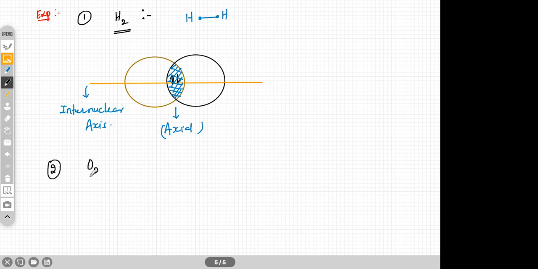Now the second molecule you see, oxygen, O2. If you look at the structure of O2, we all know oxygen has a double bond and each oxygen atom has two lone pairs on it. The electronic configuration of the oxygen atom is 1s2, 2s2, and 2p4. This 2s has 2 electrons, and 2p has 4 electrons. The valence shell is this, right? 2s has 2 and 2p has 4.